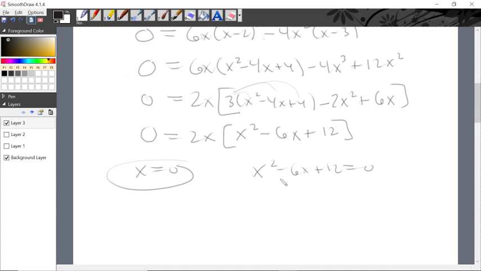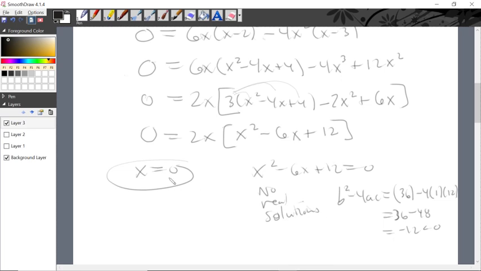4 and 3 doesn't work, 2 and 6 doesn't work, 1 and 12 no. So how about the quadratic formula? Let's check the discriminant. B squared minus 4ac, which in this case would be 36 minus 4 times 1 times 12. Okay, 4 times 12 is 48, so 36 minus 48, which is negative 12. That's negative, so this has no real solutions.